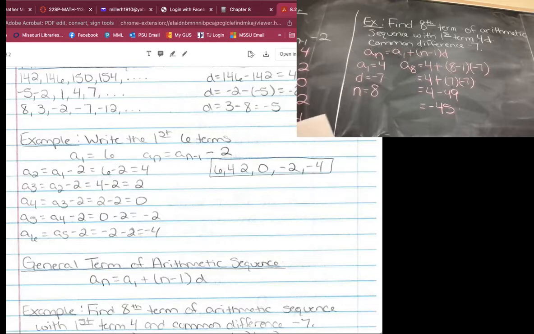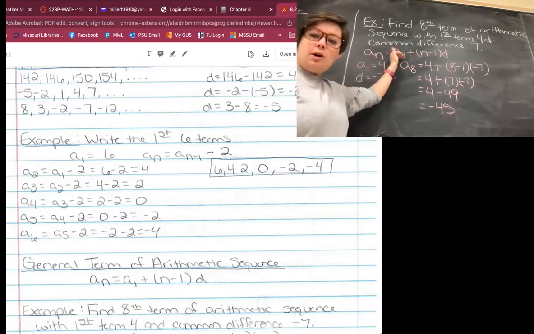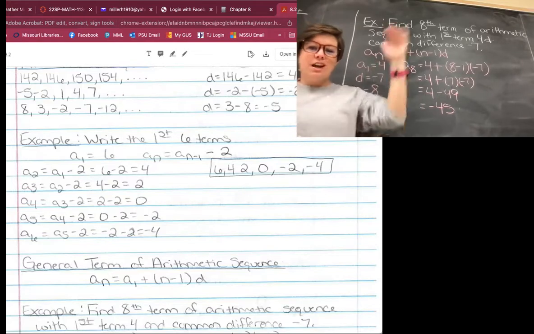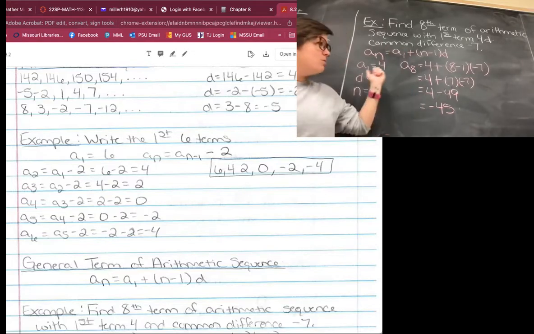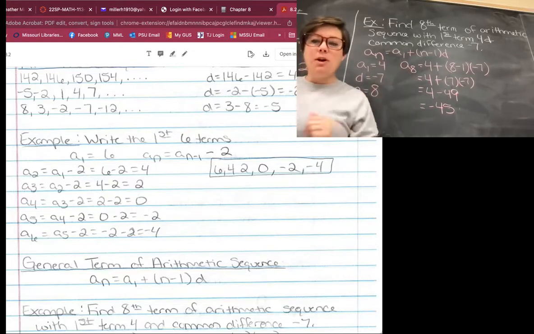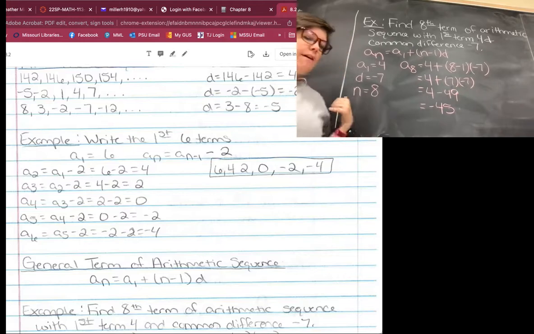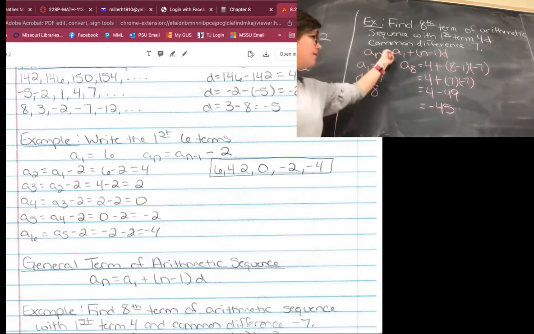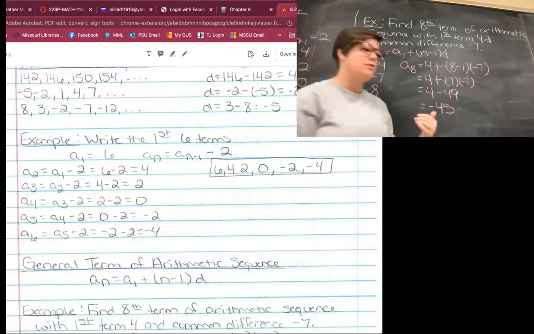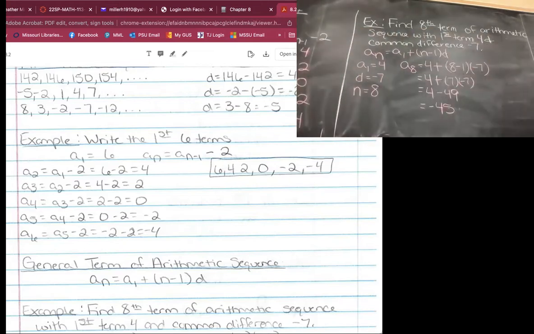And we were able to find that using this general form, which is so much nicer than having to find every single one of those. Yeah, this was only the 8th term, but what if I asked you to find the 800th term? You definitely wouldn't want to sit there and write out 800 terms of that sequence. So having this general form to find this term is so much nicer, so that we don't have to do all that extra work just to find a single term.